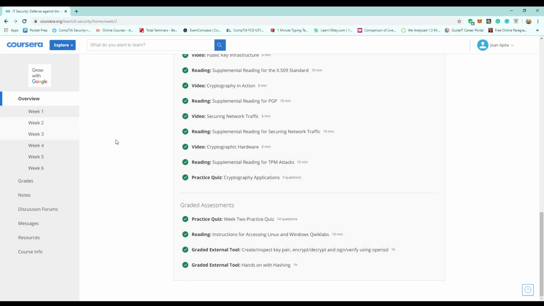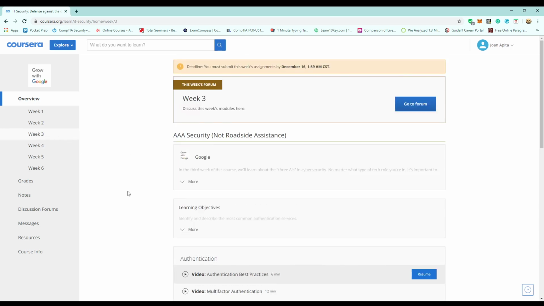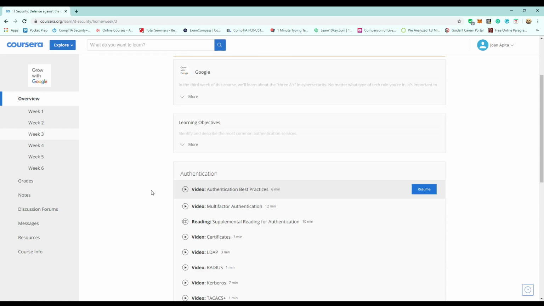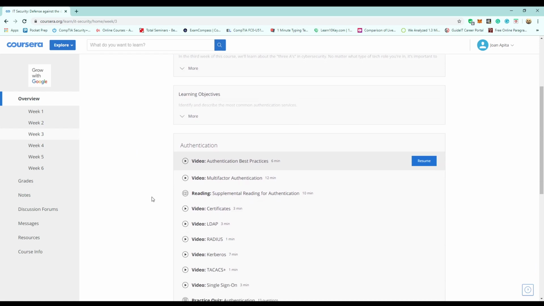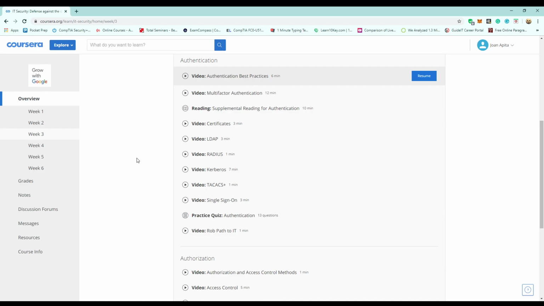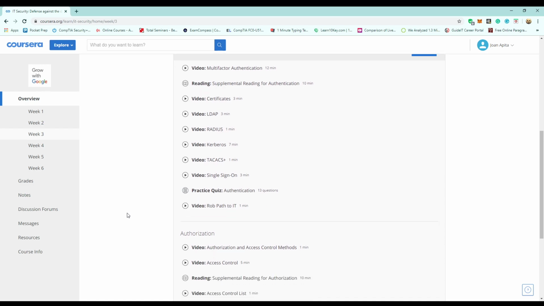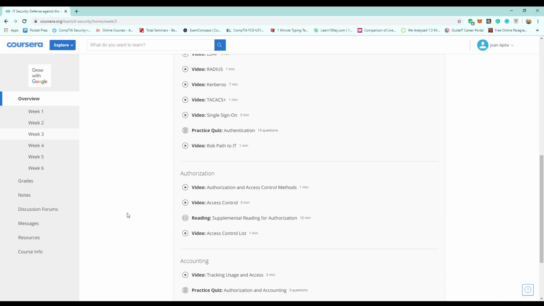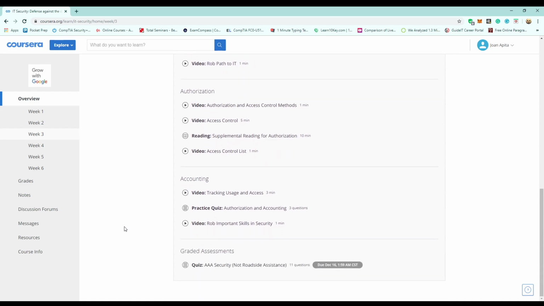Right now I'm in week three. So this one is authentication, multi-factor authentication. There's a lot. Look at this one: certificate, LDAP, RADIUS, Kerberos, TACACS, single sign-on. Really good, this is really nice. Then authorization and access control methods, and supplemental reading on access control. Then after that, there's accounting, tracking usage and access, authorization, and there's a graded assignment, the AAA, not the roadside assistance. December 16th is the deadline.